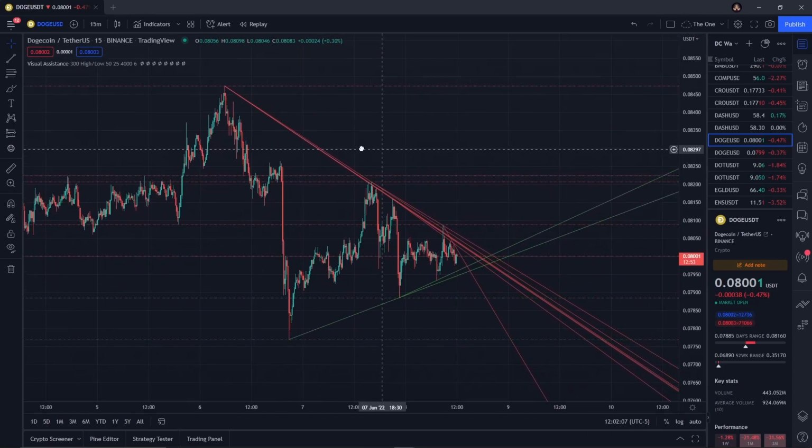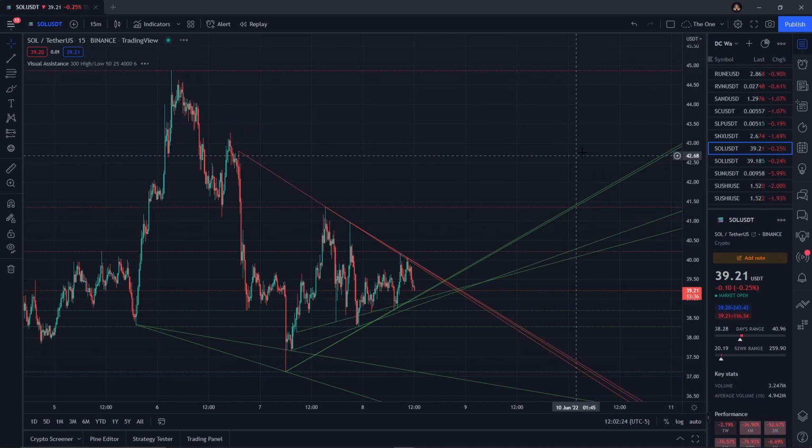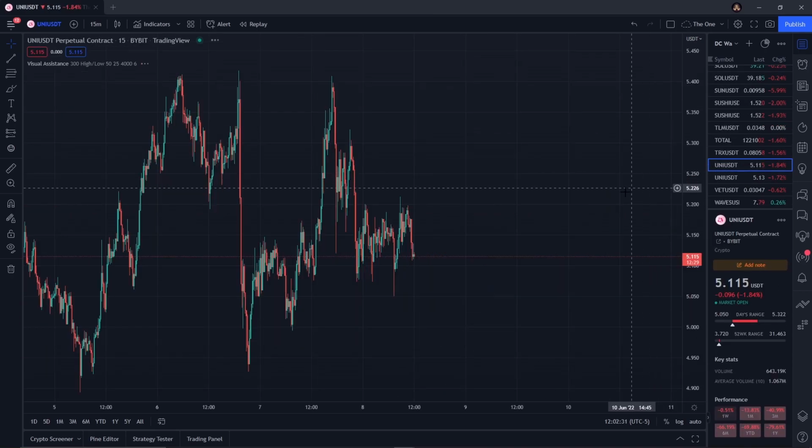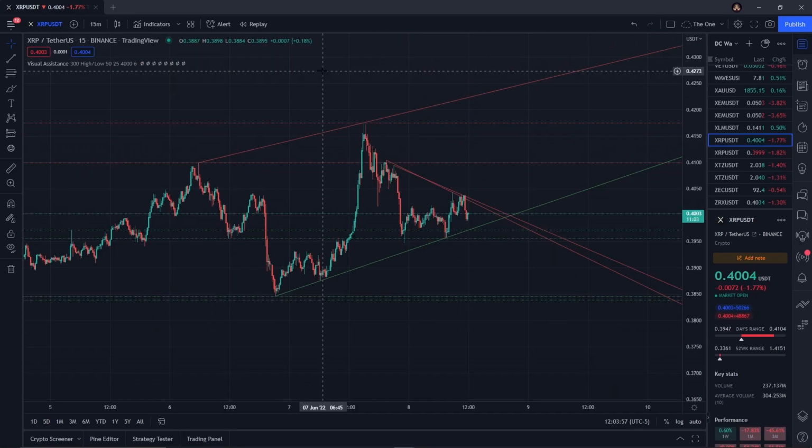So with this information, you could trade this wedge and bet whether you'd like to go into resistance or support as you take profit by taking a short or a long. Then we'll take a look at Solana just because. We'll go ahead and take a look at Uni. We'll take a look at XRP real quick. So there we can see the market structure given to us by the algorithm.